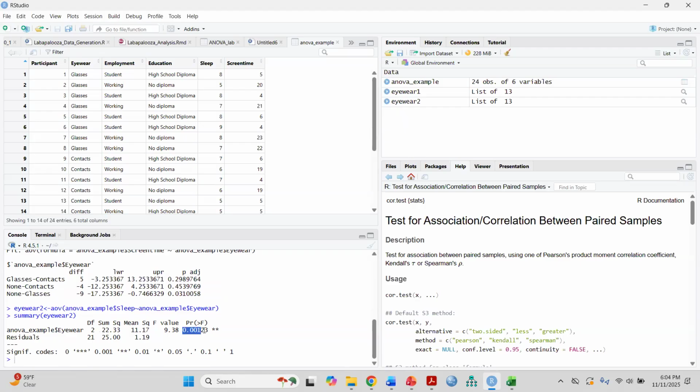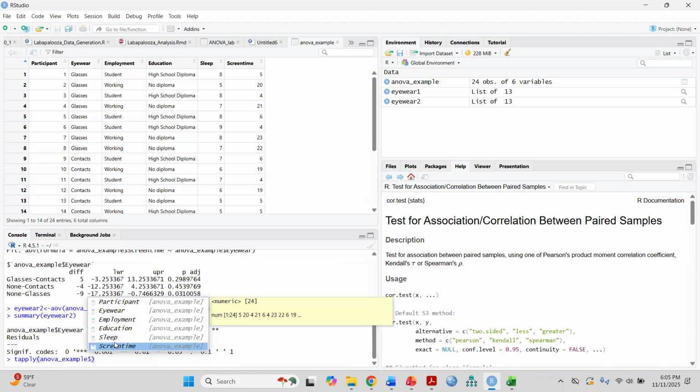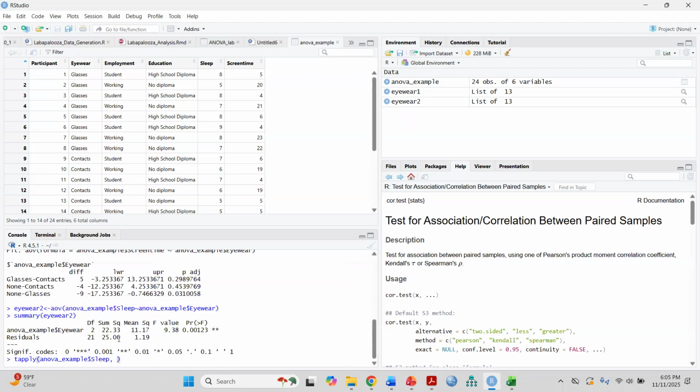What this is telling us is that this is a significant omnibus ANOVA because it's less than 0.05. 0.001 is less than 0.05. So there is a significant difference somewhere in these groups when it comes to sleep, but we don't know where yet. So we can do tapply, and let's just take a look at the group means. We're going to have the dependent variable of sleep this time, and then the comma, the independent variable. And then I want the means, so I just type in mean.